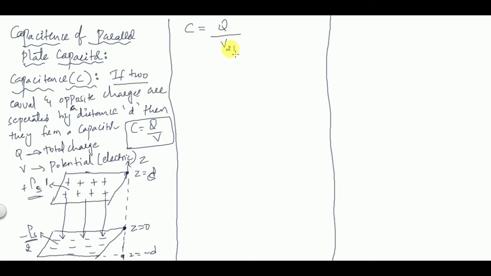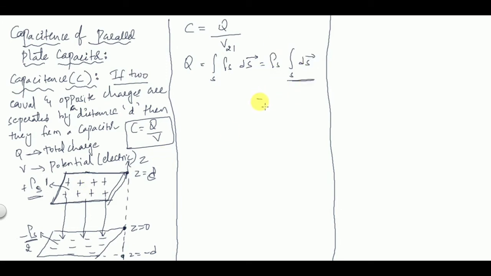First of all we need to calculate Q. What is the Q formula? When surface charge is there, Q is equal to integral over S of rho s dS. This we have already seen. This can be written as rho s integral over S of dS. So the distribution of this charge is along the parallel plate.